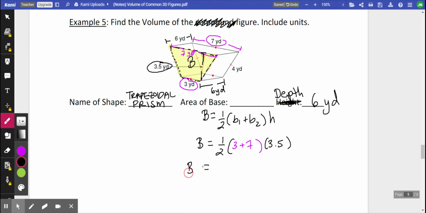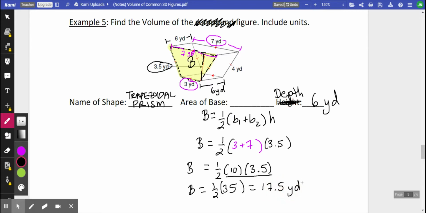So simplify, the base is equal to 1/2, 7 plus 3 is equal to 10, multiplied by 3.5. Actually, let's multiply these two together, that's easier. So 1/2 of 3.5 times 10 is just 35. So we have 1/2 multiplied by 35. So final base, half of 30 is 15, half of 5 is 2.5, so this will be 17.5. Don't forget that this is in yards squared, so I'm going to go ahead and write 17.5 yards squared.